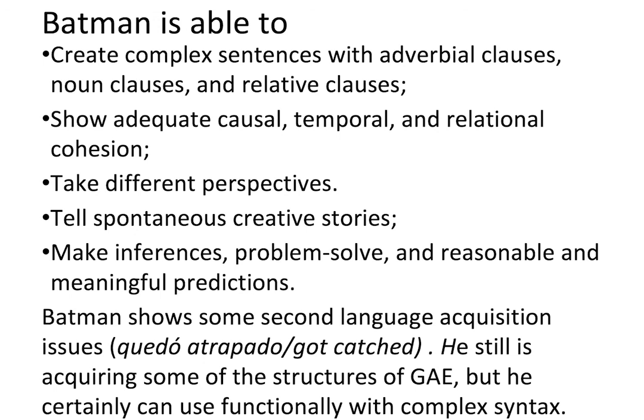So Batman can create complex sentences. We have noun clauses, relative clauses, and we also had adverbial clauses with the causal cohesion, with the because. He shows adequate causal, temporal, and relational cohesion. He could take different perspectives. He told this beautiful, spontaneous, creative story that all tied together. He made inferences, he could problem solve and make reasonable and meaningful predictions.